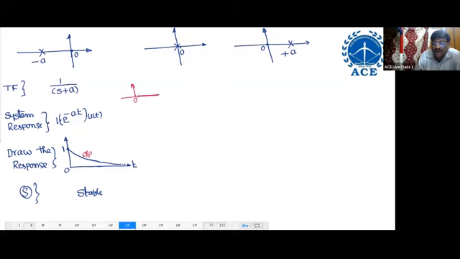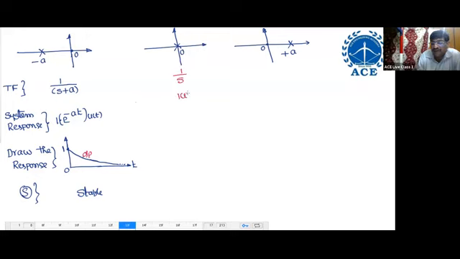Other than t equal to 0, it is 0. Input is 0 here. Output also moving towards 0. That means output follows the input. Then we can say the system is stable. Our simple logic is what? e power minus t, as t tends to infinity, e power minus infinity is 0. Bounded, stable. Next here, 1 by S transfer function.